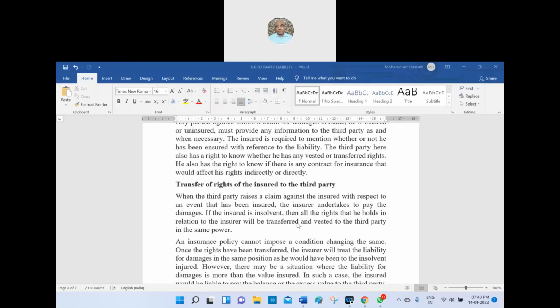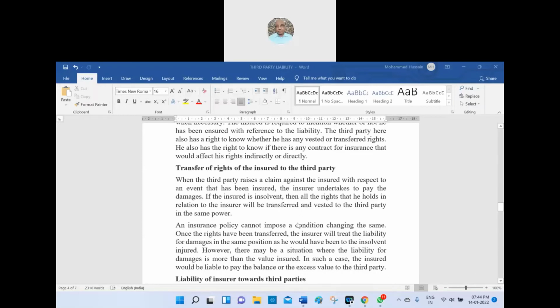Suppose the damage is 2 lakhs and the worth of the vehicle is 1 lakh. Then at that time, only a ceiling of 1 lakh applies. In such a case, the insured would be liable to pay the balance, the excess, to the third party. See, the insurance company will give limited liability indemnity. Whatever the extra amount is because the third party got injured, that has to be paid from the pocket of the insured, not the insurance company.